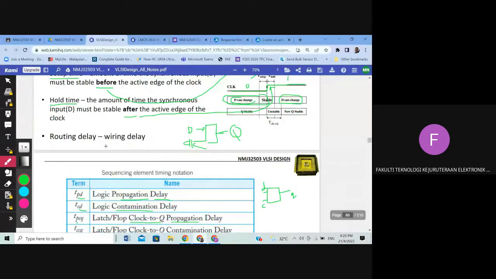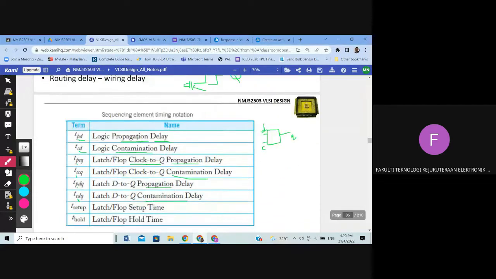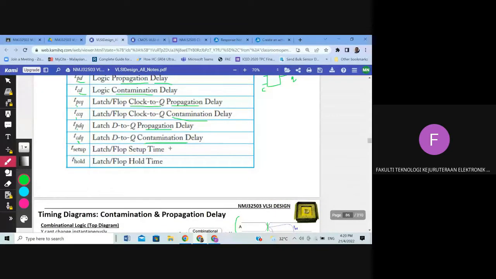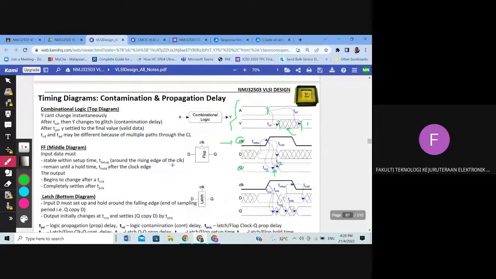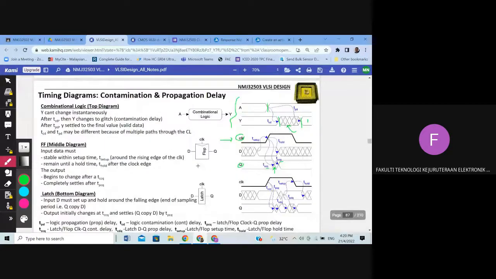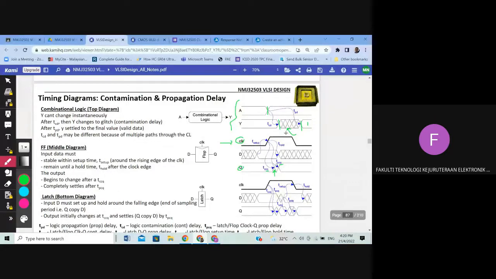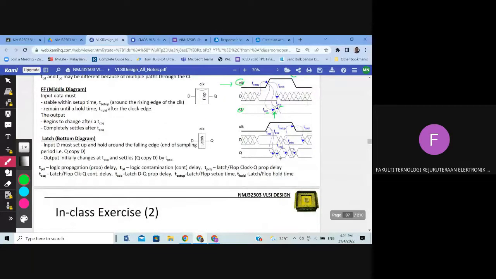We have also another delay we call wiring delay or routing delay. Okay, you can check it in your Synopsys report. So we have discussed setup time and hold time, and when we finish it, you should be able to analyze this. For example, if I ask you to explain the timing diagram: on combinational logic, we have TCD and TPD. On flip-flop, we have setup time and hold time, and also TCCQ and TPCQ. You should be able to explain. For the case of latch, it's a bit complicated, but you can explore on your own.